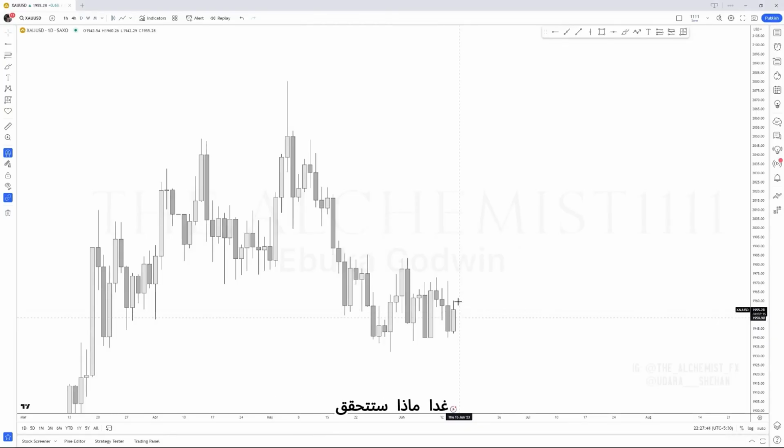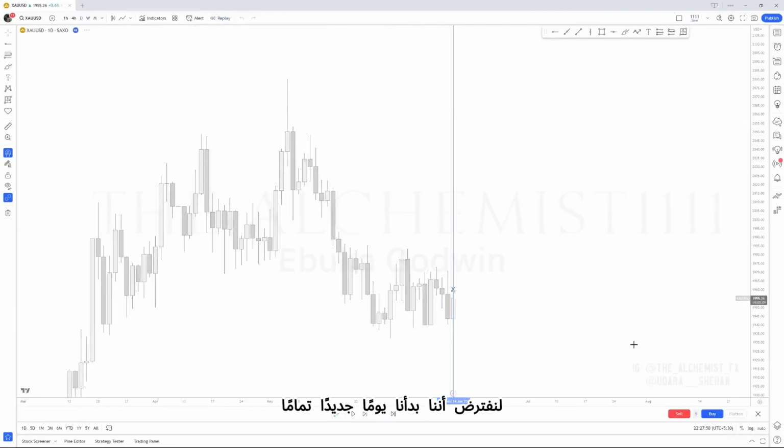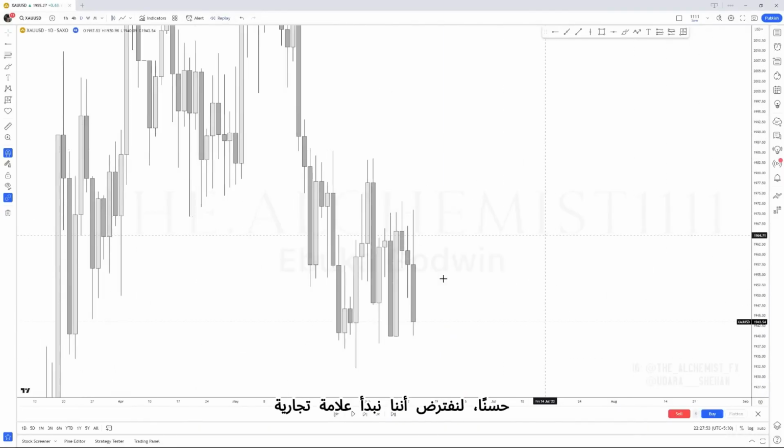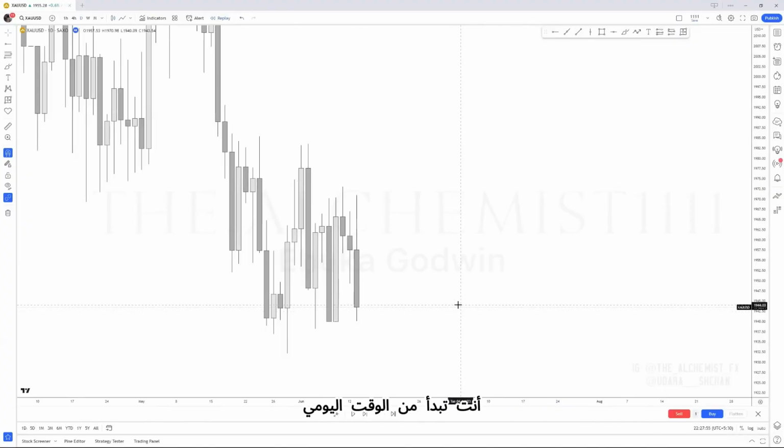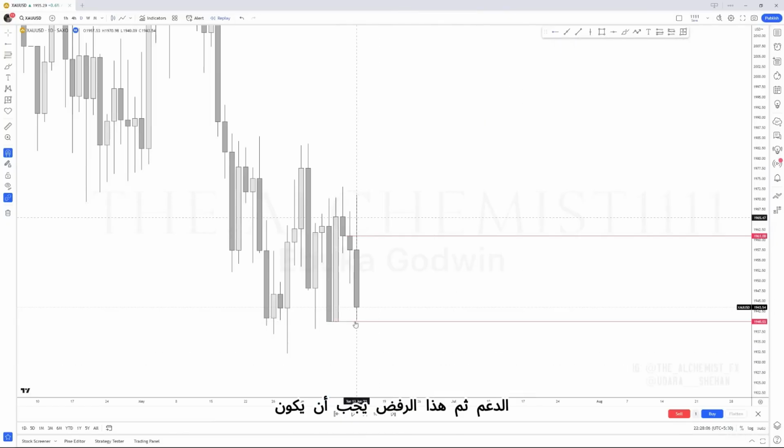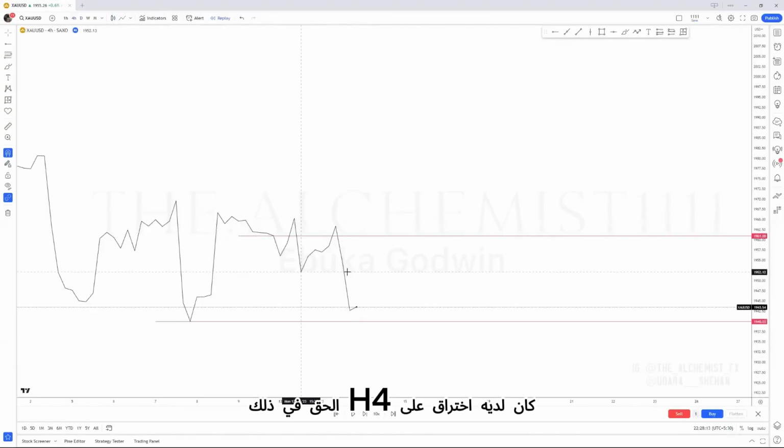Let's say tomorrow, what are you going to check? You need to see what the previous candle did. Let's say we're starting a brand new day. You're starting from the daily time frame. You need to see if daily has rejected a daily resistance or a support. Now we did reject a resistance and we also rejected a support. Then this rejection has to be followed by what? A breakout on one time frame lower. If you go to H4, we had a breakout on the H4, which means we can still look for selling opportunities.